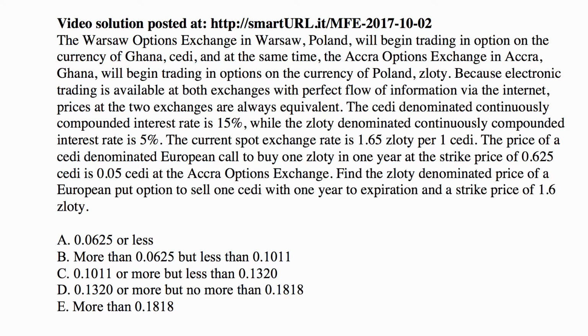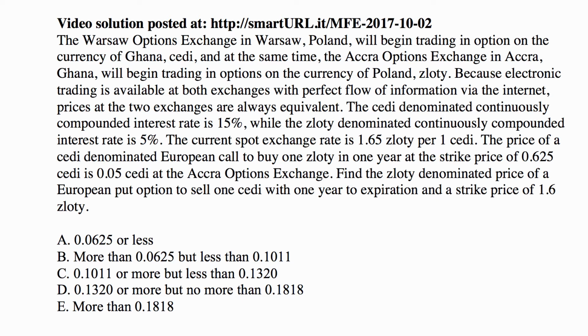Here is the story for today. The Warsaw Options Exchange in Warsaw, Poland will begin trading an option on the currency of Ghana, the cedi, and at the same time the Accra Options Exchange in Accra, Ghana will begin trading options on the currency of Poland, the zloty. Because electronic trading is available at both exchanges with perfect flow of information via the internet, prices at the two exchanges are always equivalent. A cedi-denominated continuously compounded interest rate is 15%, while the zloty-denominated continuously compounded interest rate is 5%. The current spot exchange rate is 1.65 zloty per 1 cedi.